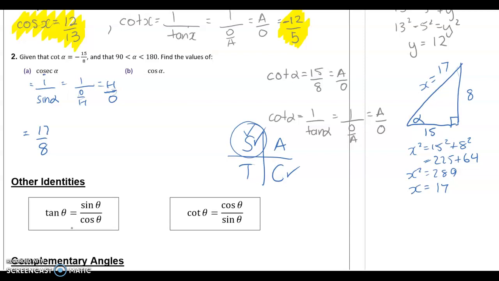We're in the second quadrant. We said sine and cosec were positive. We've got a positive answer, so we're okay. That's looking good. Okay, let's have a look at B.